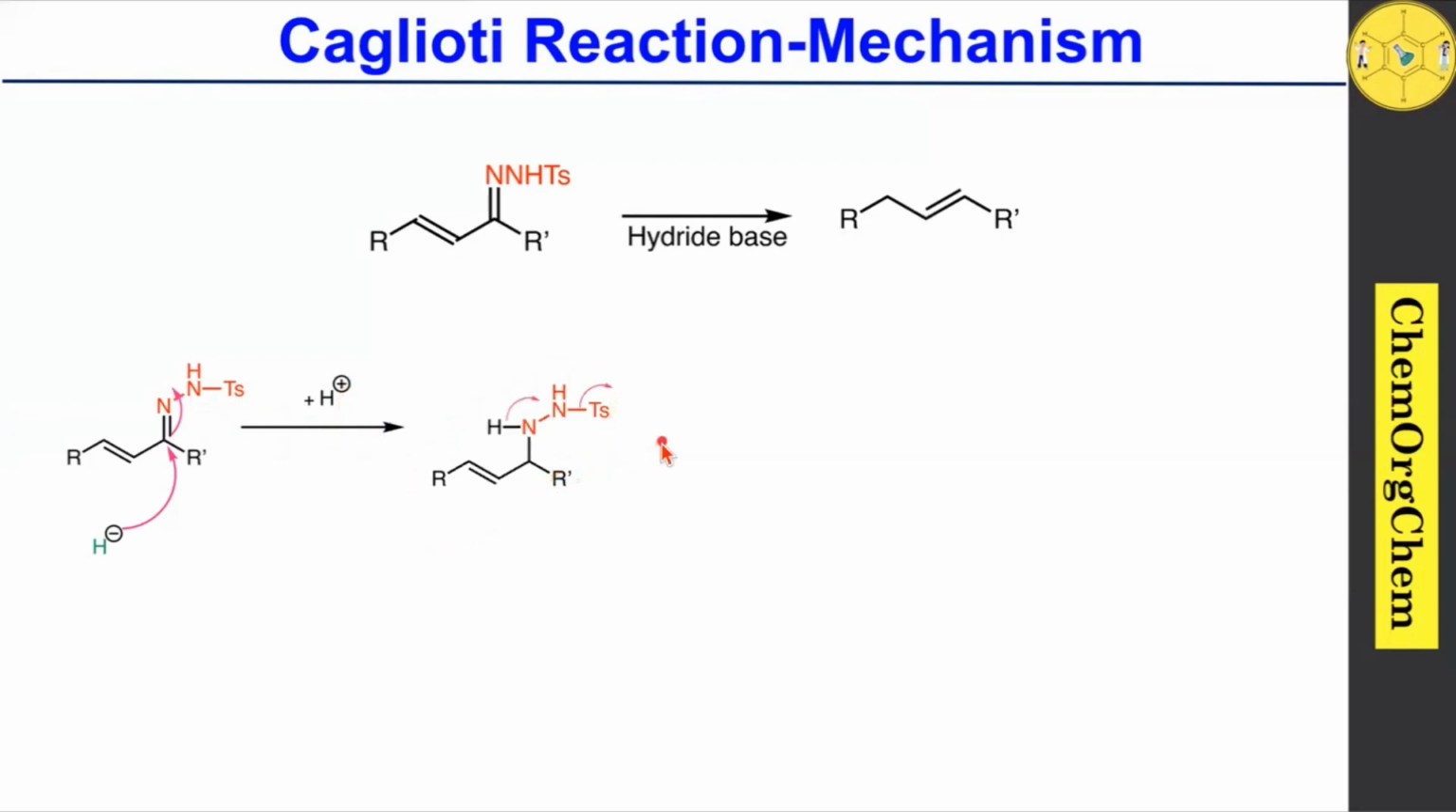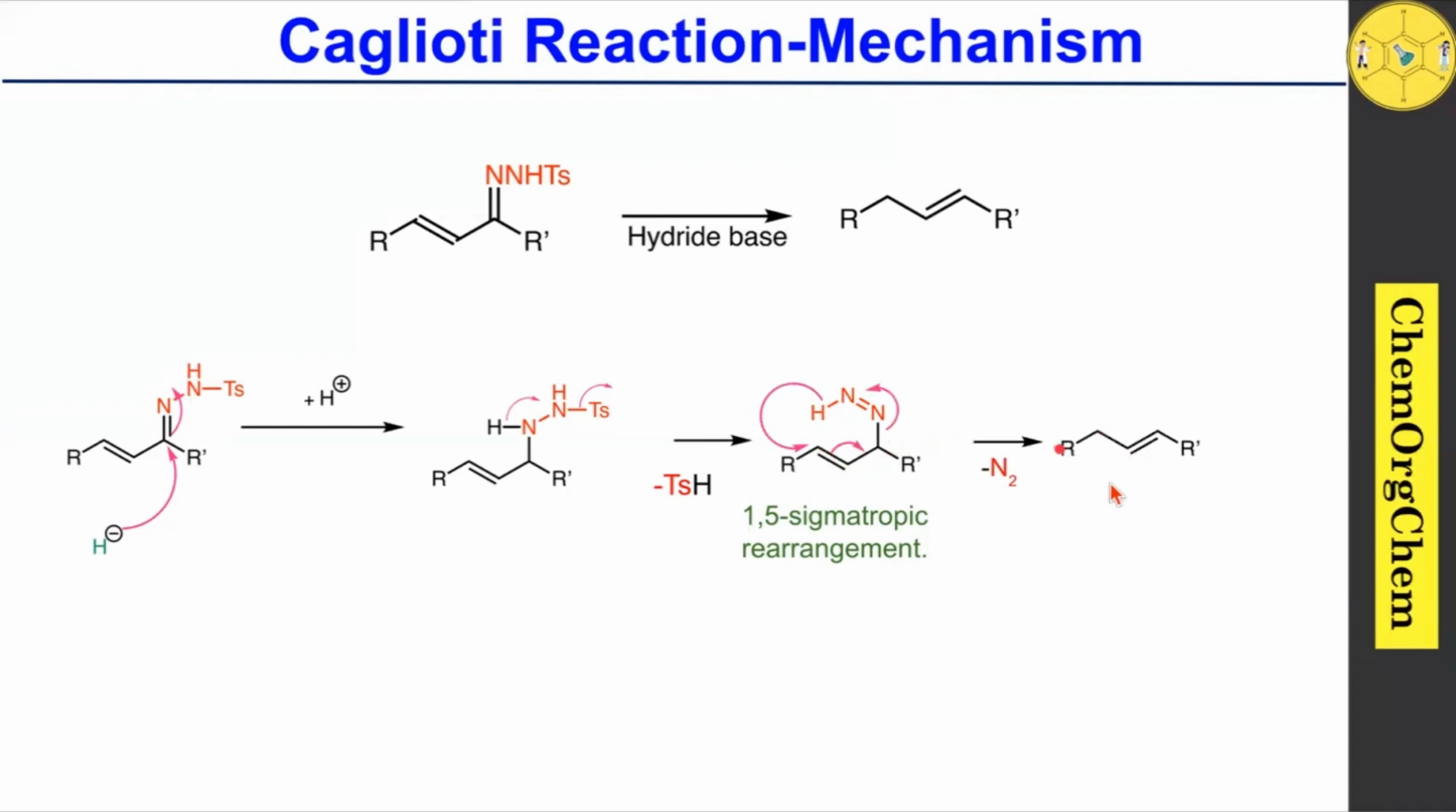This produces this corresponding intermediate. Now para-toluene sulfinic acid kicks off, which produces this corresponding diazene intermediate. After the generation of this diazene intermediate, it undergoes a 1,5 sigmatropic rearrangement. Now you see this hydrogen atom coming with its electron adds into this carbon. Now this pi electron shifts towards this carbon, resulting in the kick off of nitrogen gas, which produces this corresponding product with alkene transposition. Now you see the alkene shifted from this carbon to this carbon.